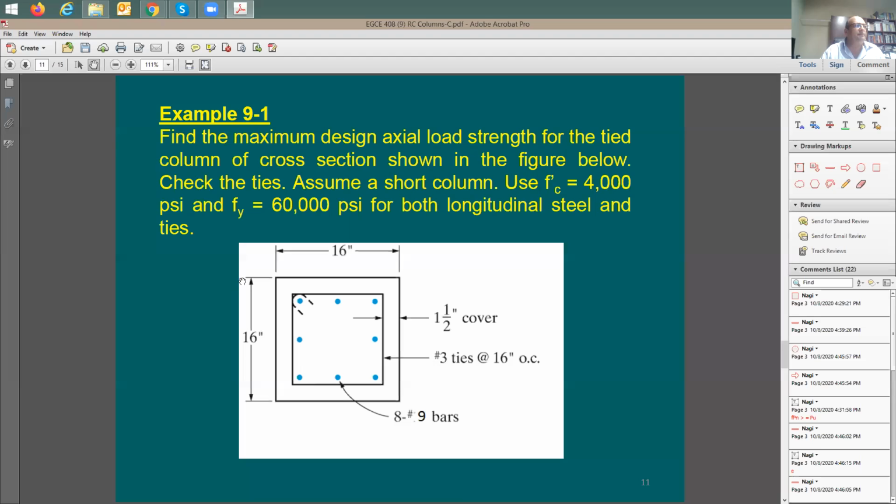In this example, it says find the maximum design axial load for the tied column. So here's the tied column. The size of it is as given. It says 16-inch by 16-inch. And then it says check the ties. Assume short column, which means no buckling effect of the column. We're just going to be ignoring it here. So our business is only going to be with short columns. Concrete strength is 4,000 psi, and the yield strength for the steel is going to be 60,000 psi for both longitudinal steel and steel ties.